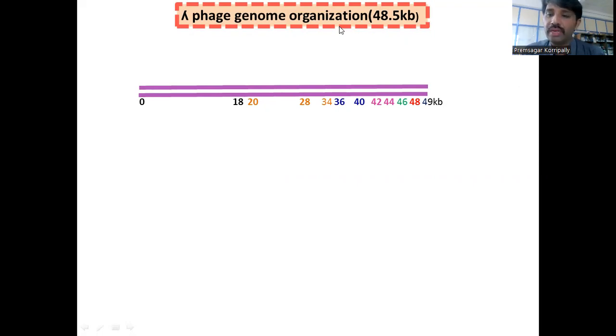As you all know, Lambda phage is a very complex virus and also a very extensively studied bacterial virus. The size of the genome is 48.5 kb, roughly 49 kb. And when they isolated the genome from the Lambda phage, it was shown to be a linear double-stranded DNA molecule.